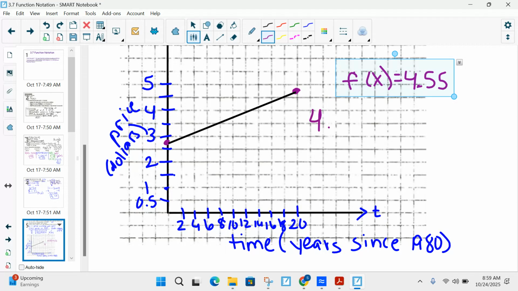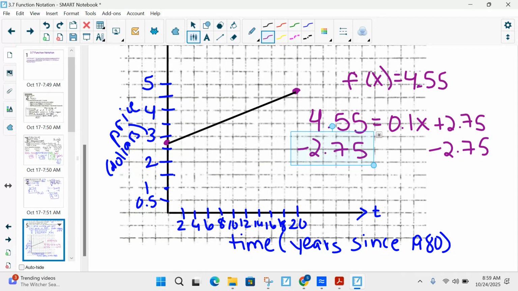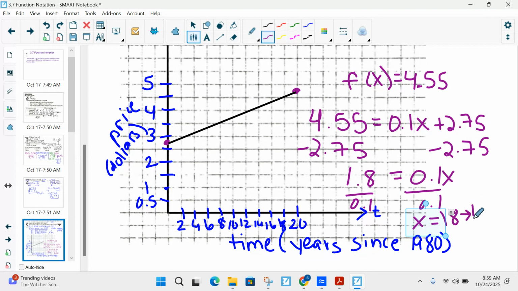So we're going to set the equation equal to 4.55 and solve for x. Let's subtract the 2.75 over. 4.55 minus 2.75 is 1.8. Is that right? And if you divide by the 0.1, you get how many years? Jude? Yes, 18, which is the year 1998.